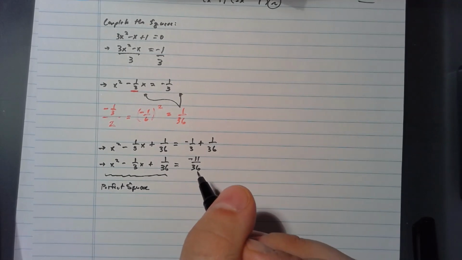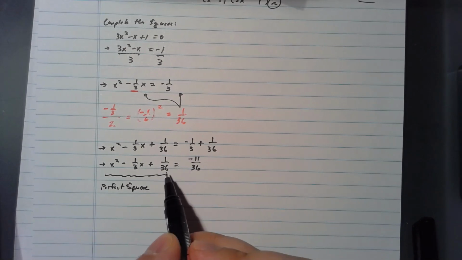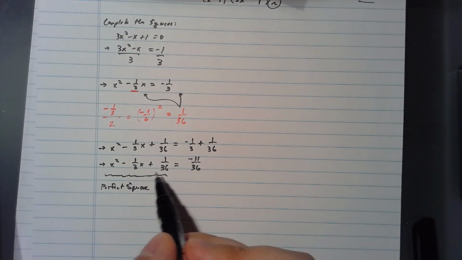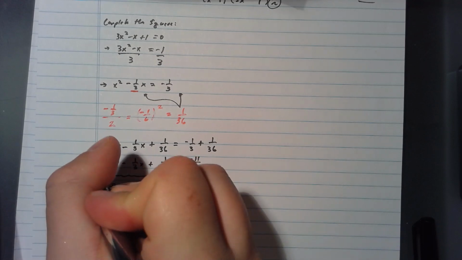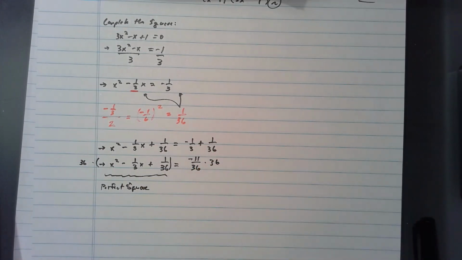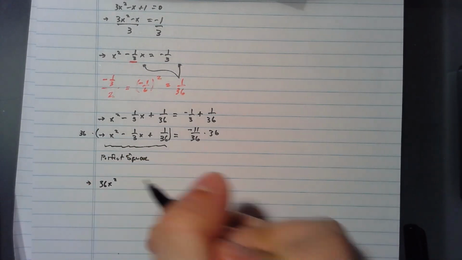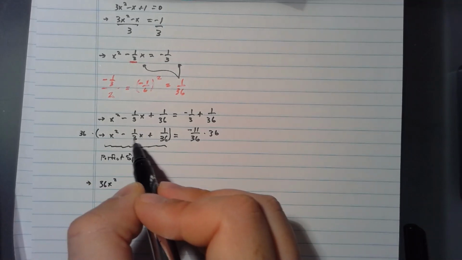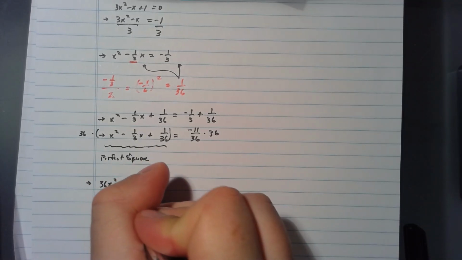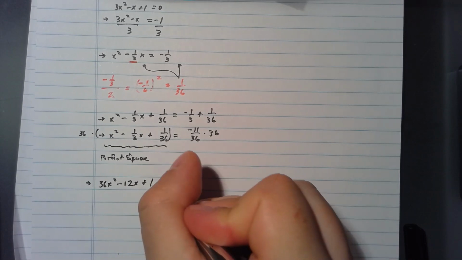But it has fractions in it. I don't like fractions. I want to get rid of the fractions. So what I'm going to do is, the greatest number here is 36, right? And 36 goes into 3, and it goes into it 12 times. So I'm going to multiply both sides by 36. When I do that, I get 36 x squared. 36 times minus 1/3 x is minus 12x plus 1 equals negative 11.